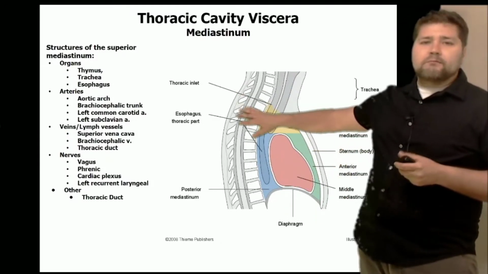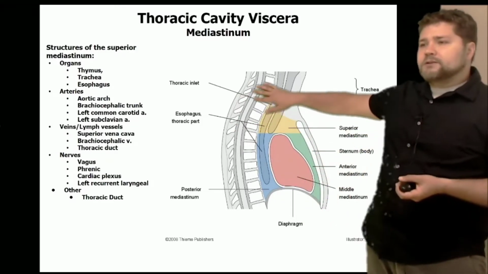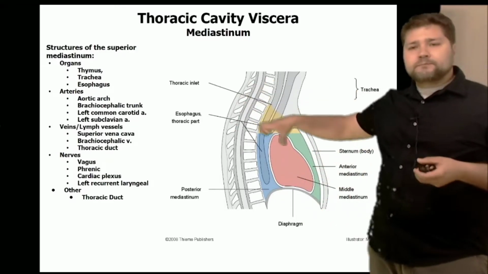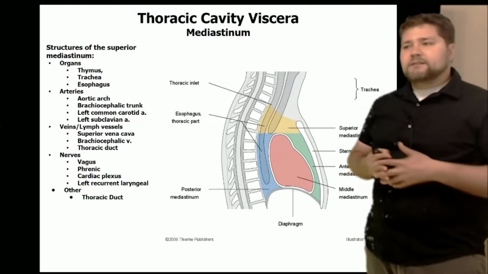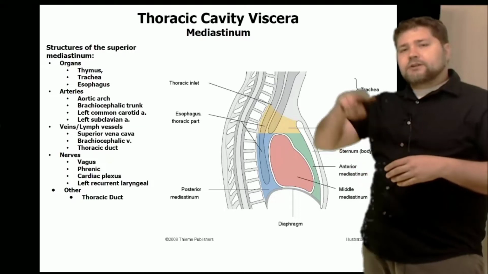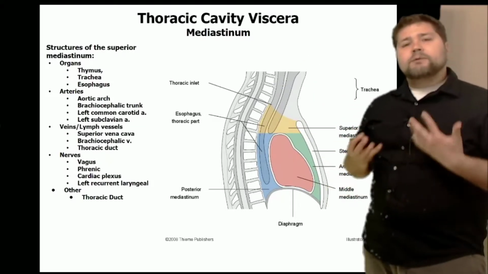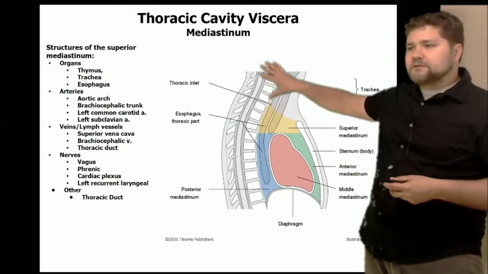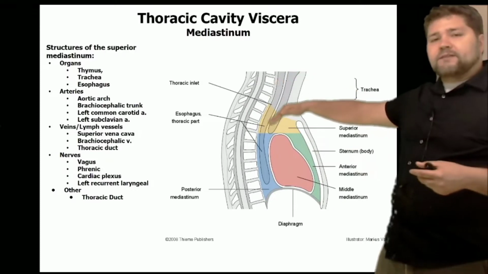The arteries that we're more interested in are the aortic arch, which is coming just off the heart. We also get the brachiocephalic trunk, which is going to be part of the aortic arch, as well as the left common carotid and left subclavian artery. Those are the three main branches that we see coming off the aortic arch, and those are residing in our superior mediastinum.